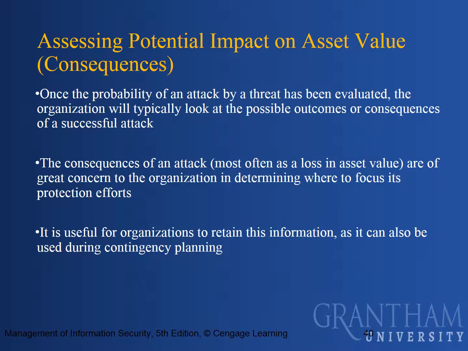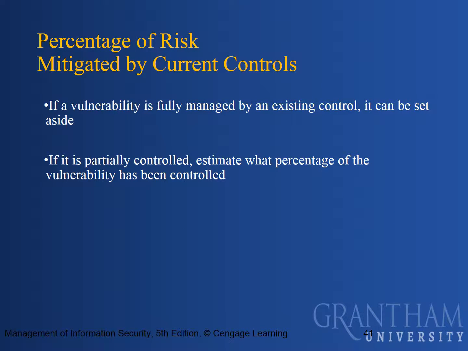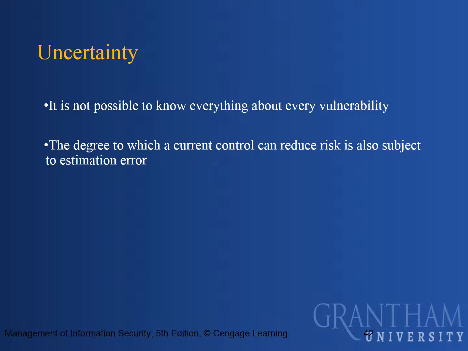When assessing potential impact on asset value or assessing the consequences, most commonly organizations will create multiple scenarios to better understand the potential loss of a successful attack using a worst case, most likely outcome approach. Remember, when assessing the percentage of risk mitigated by current controls, if a vulnerability is fully managed by an existing control, it can be set aside. Whereas when figuring or assessing uncertainty, remember that uncertainty is an estimate. It's made by the manager using their judgment and experience.